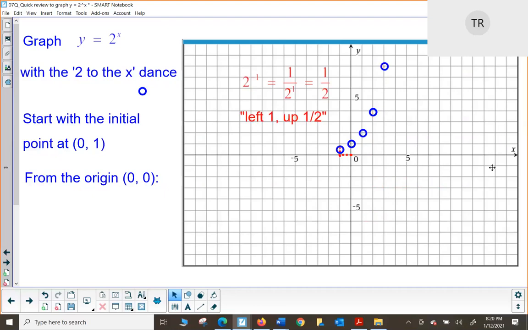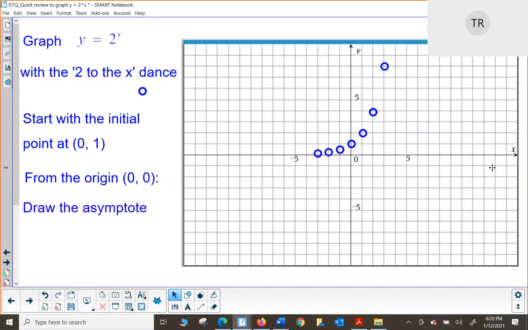Left 2 up a fourth. Remember, the negative exponents means take the reciprocal of 2 squared, which would be 1 over 4. And left 3 up 1/8, which is getting fairly close to 0. So I've got 7 points that trace out the curve.